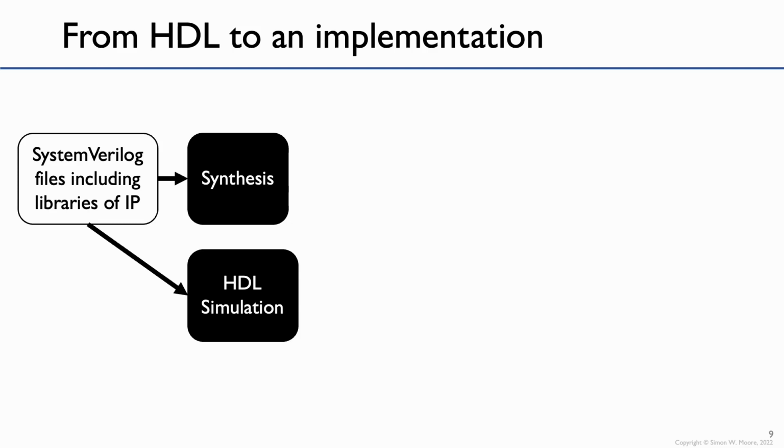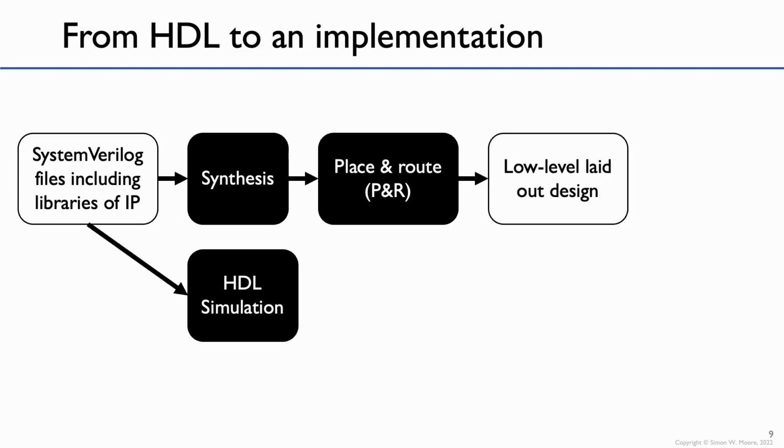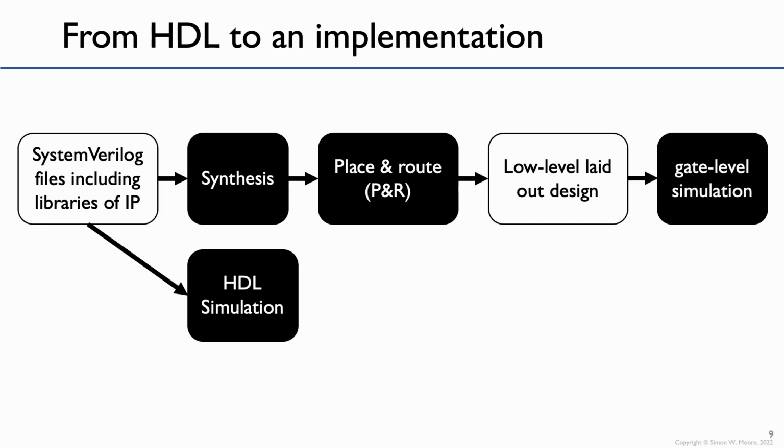Once we've got it into a gate-level netlist, we then need to feed it to a place and route tool, and this basically arranges all the gates over our chip or field programmable gate array. That finally gives us a low-level laid out netlist with all the details of where all the gates are, where all the wires are, and so on. And actually we can do a simulation at that level, which is lower level than the HDL simulation, and in some sense it's a more accurate representation of what we're actually going to build.